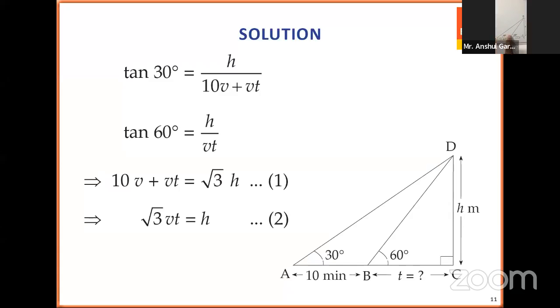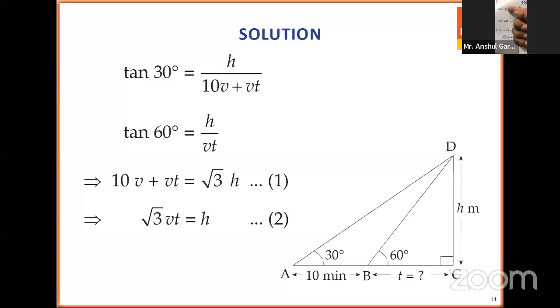हमने दोनों में tan 30, tan 60 लगाया. So tan 30, tan 60 हमने लगाया, perpendicular upon base. So h upon total distance. What is total distance? Speed into time. So 10v and vt. Similarly, tan 60 is h upon vt. Right? So हमने निकाला और दोनों को इक्वेट करना चालू करा.